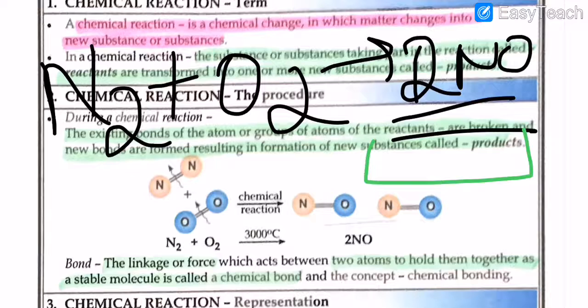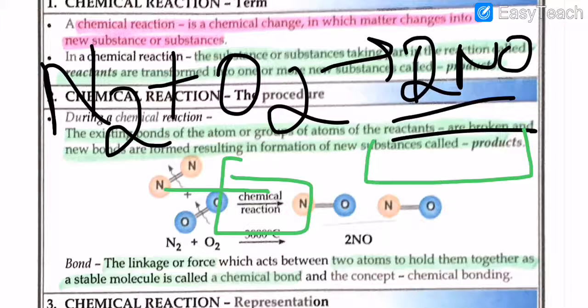So you're taking nitrogen plus oxygen to give nitrogen oxide, and the bonds are broken and new bonds are formed, resulting in the formation of new substances called products. So they're undergoing a chemical reaction, as you can see over here, under a certain temperature that combines both of them together. And what do you get? You get a new product. So you have two nitrogen and 2 oxygen combining to form 2NO.